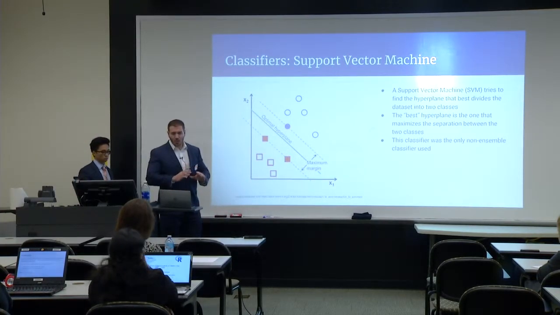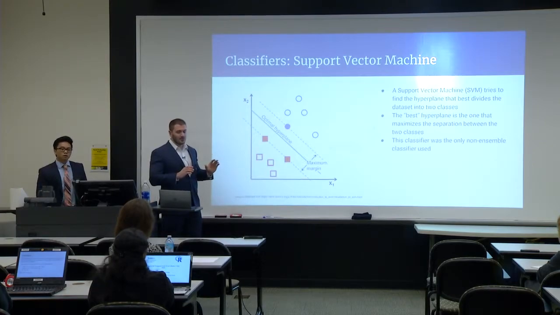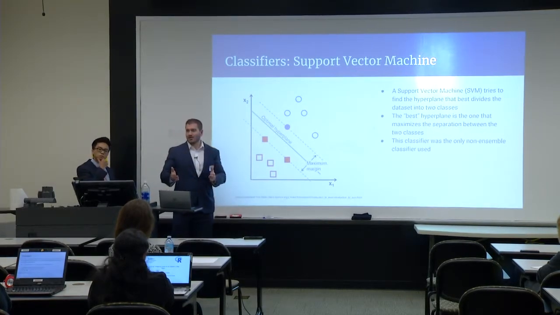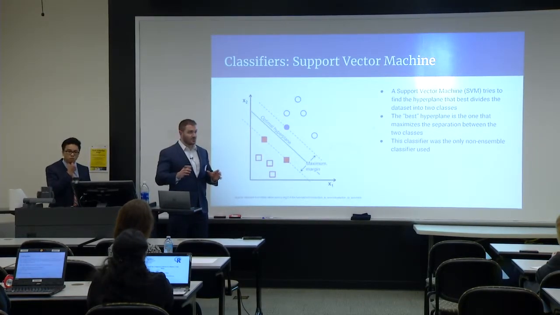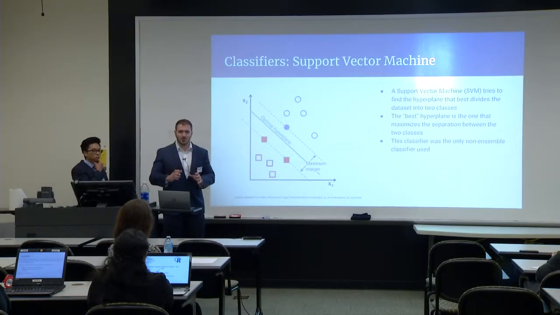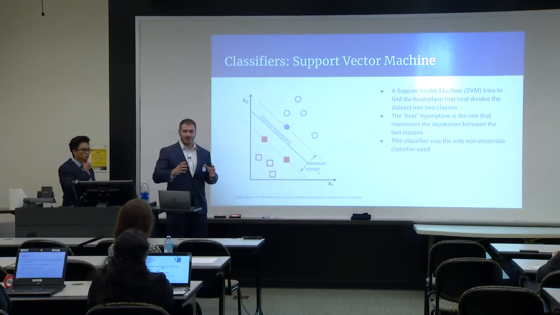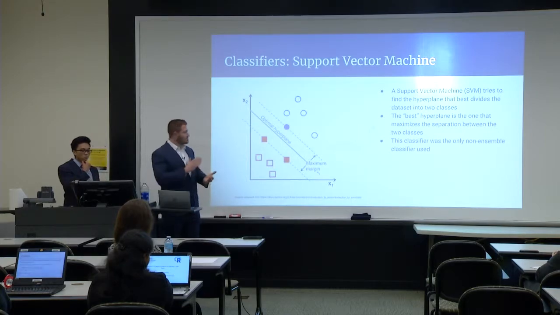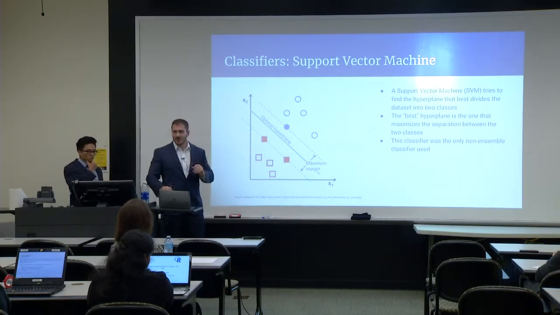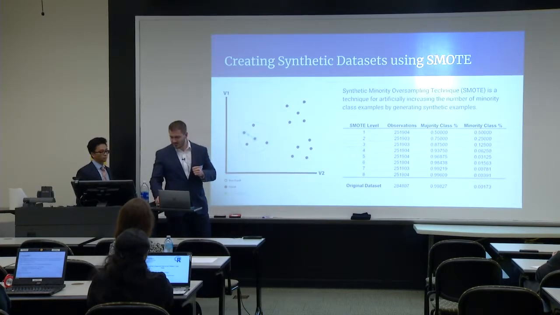And that's why we call it a maximum margin classifier. Interestingly, this is the only classifier that we looked at that was a non-ensemble method. In other words, for all the other ones, we had a whole bunch of different classifiers trained, and they were all working together to make a collective vote. This was just one support vector machine. So keep that in mind when you see the results. But Kyle's going to talk a little bit about how we actually evaluated these.